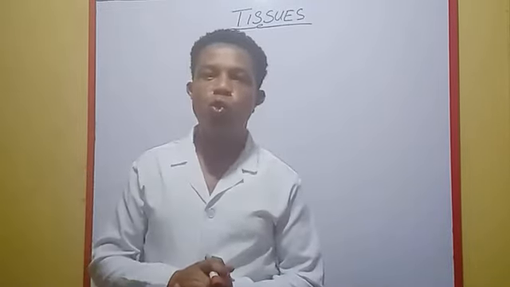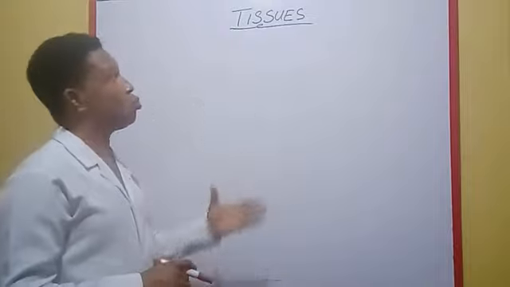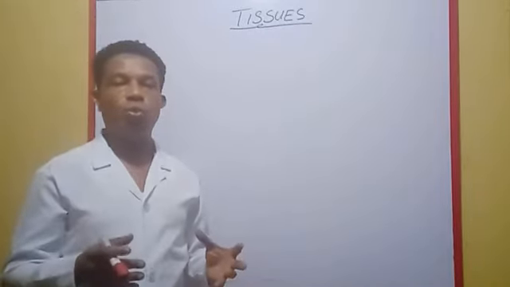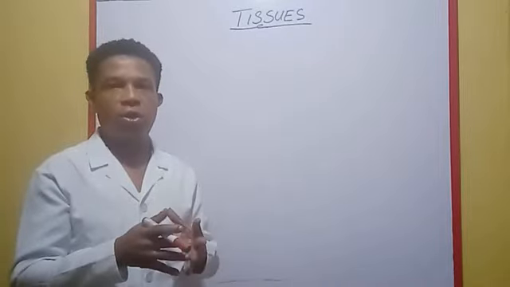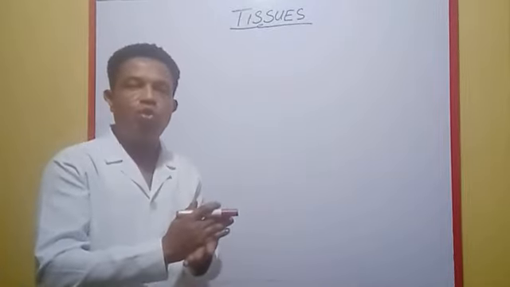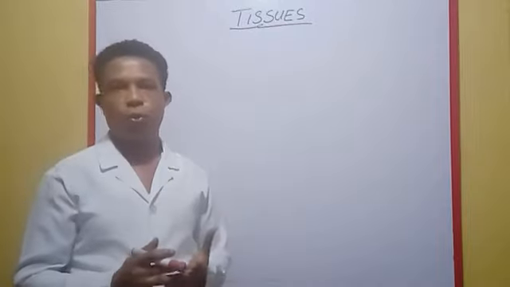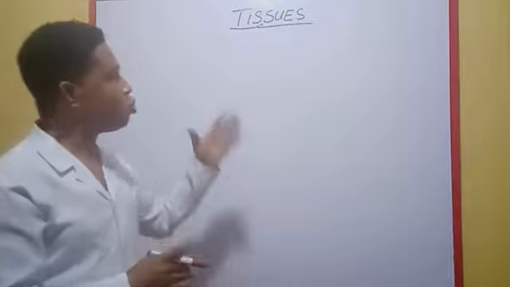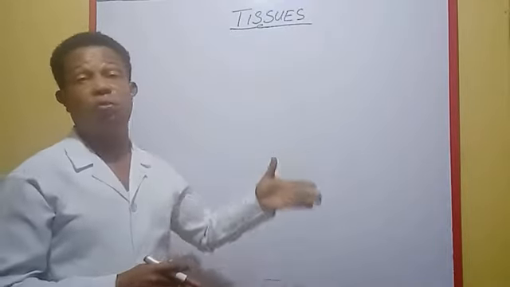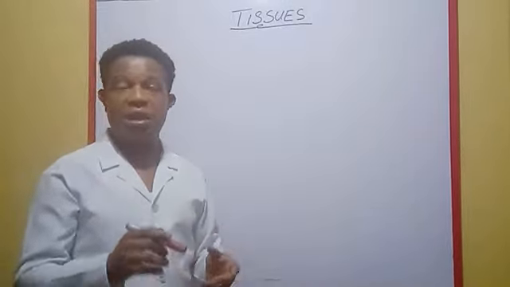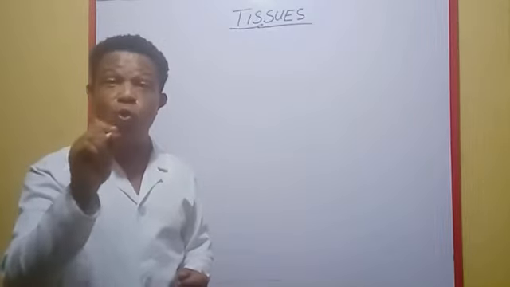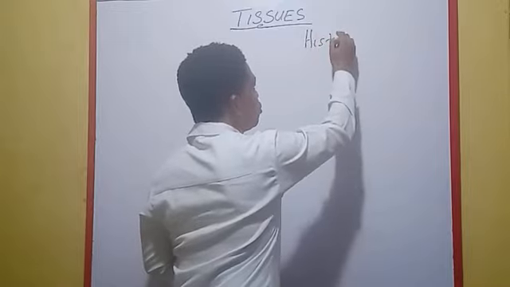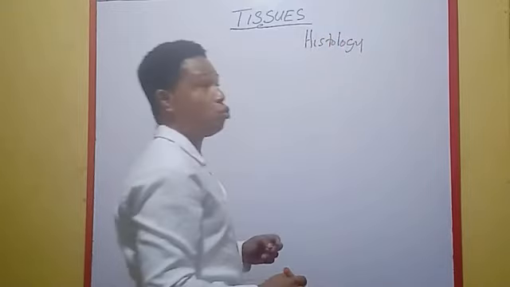In today's video, we'll be talking about tissues. So what is tissue? Tissue is a group of cells that work together to achieve a common goal. Tissue can be found in plants, and they can also be found in animals. The study of tissues is known as histology.